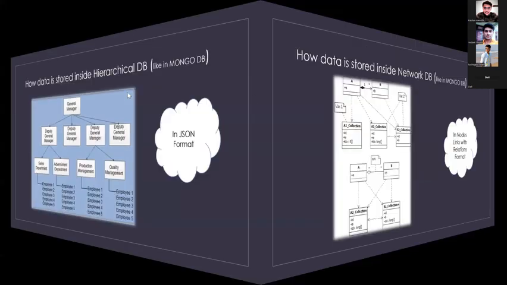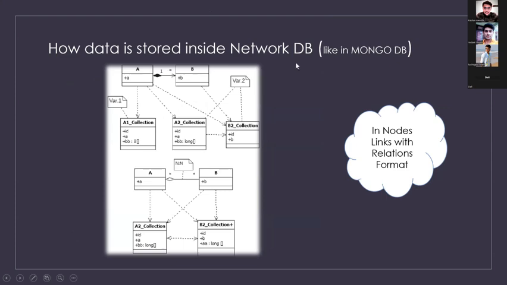Next is how data is stored in a network database. In a network database, the data is stored in the form of nodes linked in a relational format. Meaning the data stored inside a network database is in the form of nodes which are linked with each other and can access each other with the help of proper connectivity through the internet or, what I have to say, a general server.